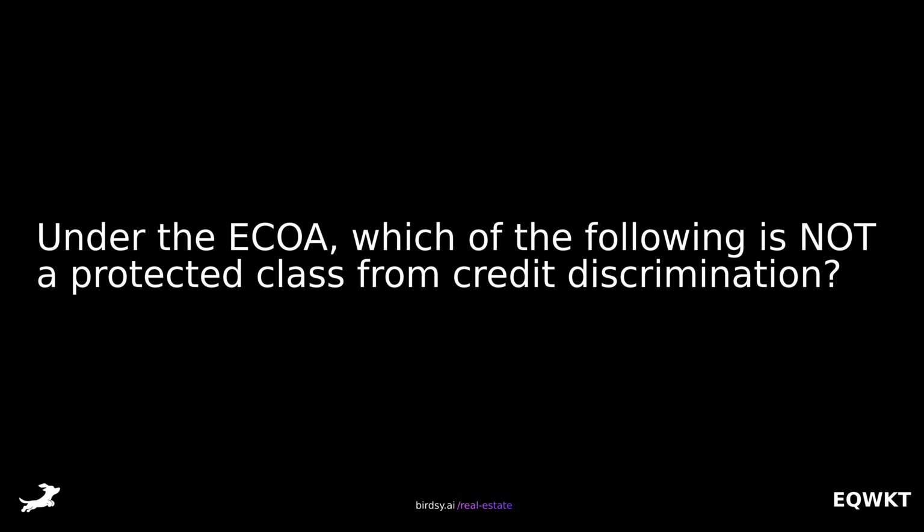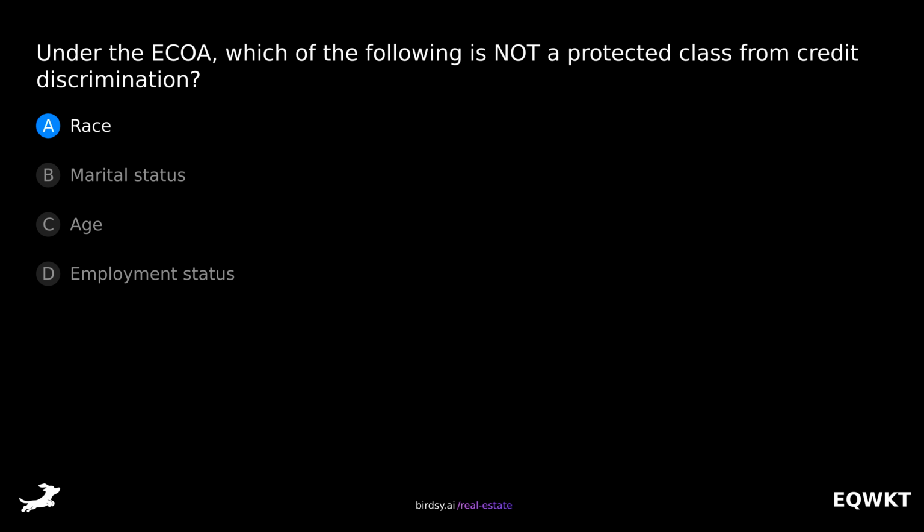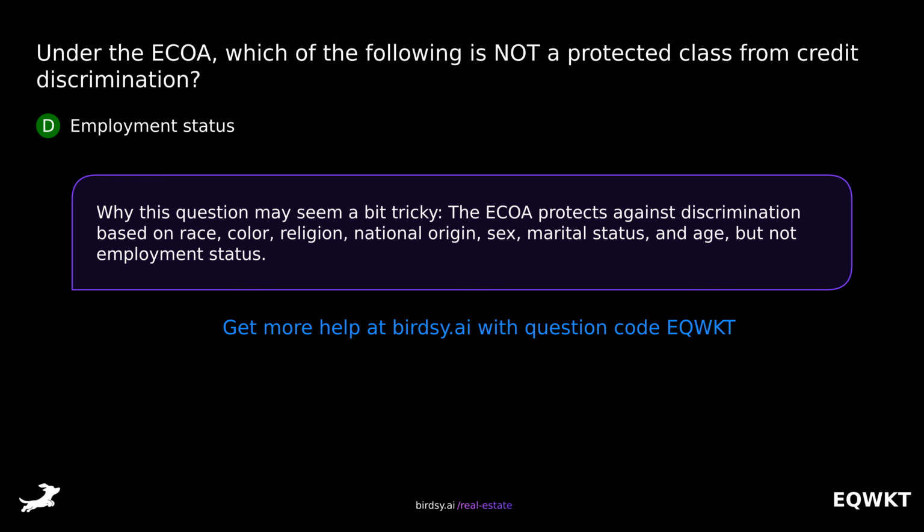Under the ECOA, which of the following is not a protected class from credit discrimination? Is it A, race, B, marital status, C, age, or D, employment status? The answer is D, employment status. While this question may seem a bit tricky, the ECOA protects against discrimination based on race, color, religion, national origin, sex, marital status, and age, but not employment status.